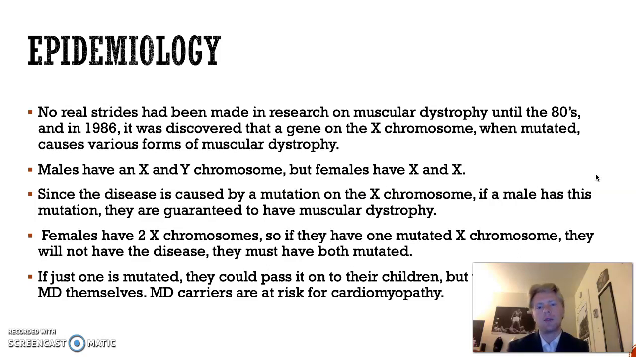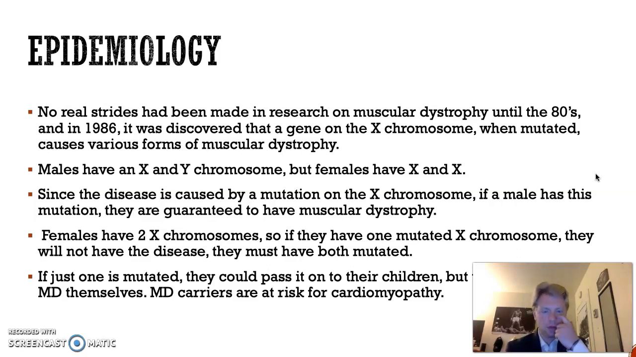Males have both an X and a Y chromosome, but females have two X chromosomes. Since this disease is a mutation on the X chromosome, if a male has it, they automatically have the disease because their only X chromosome is mutated. But since females have two X chromosomes, if one's mutated and the other is not, they won't actually have the disease, they'll just be a carrier, and they need to have both mutated to have the disease.